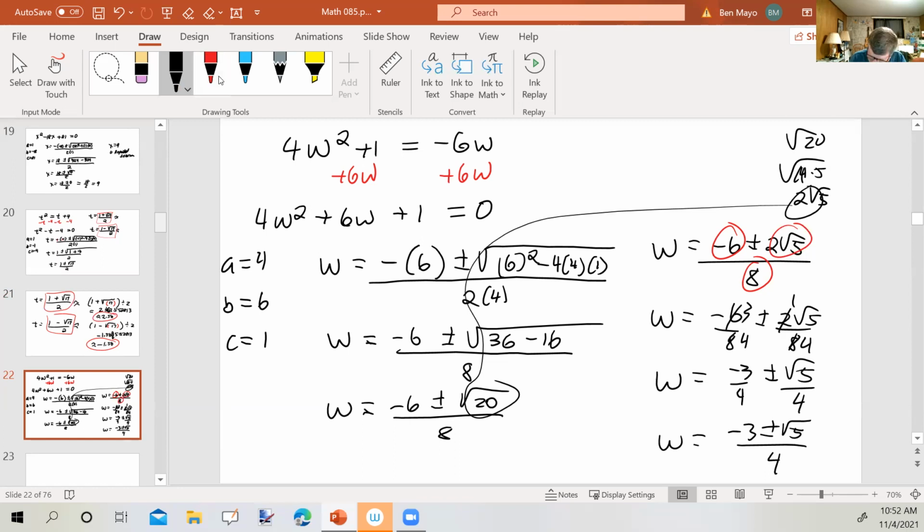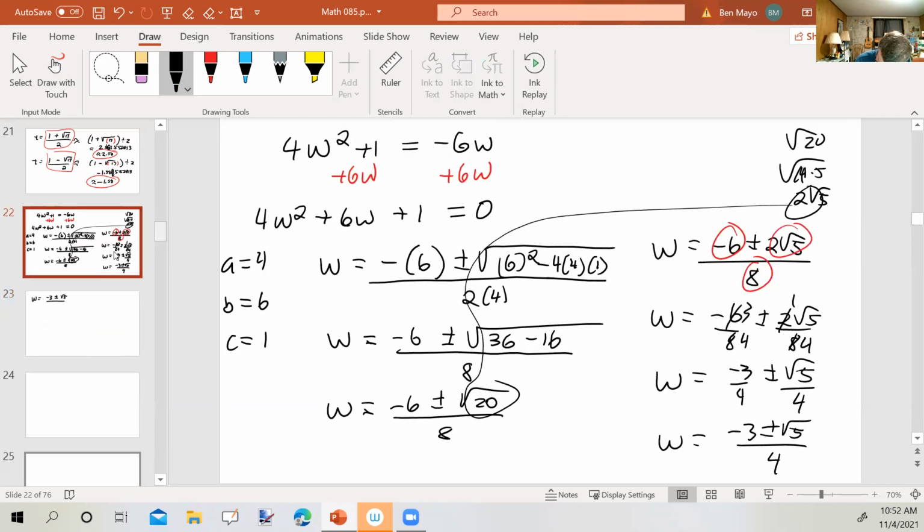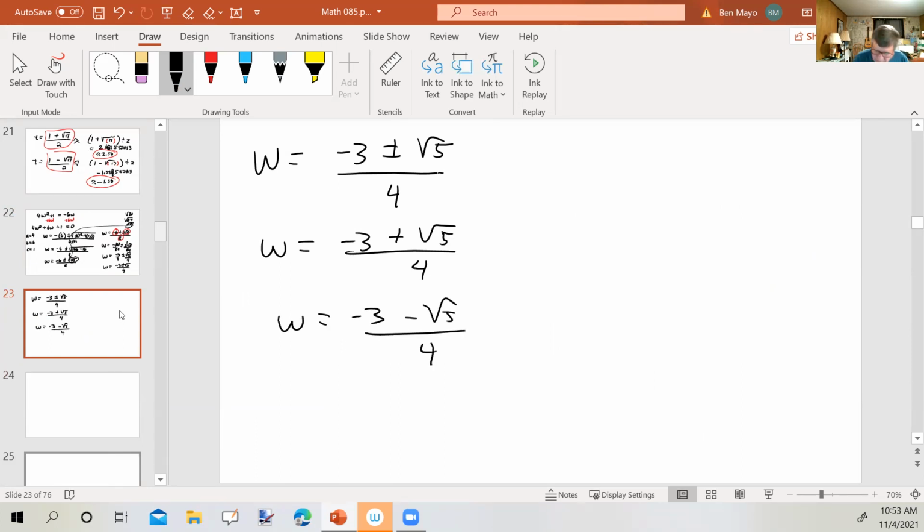So let's take those and go to the next page. W equals negative 3 plus or minus the square root of 5 over 4. Okay. So writing those as separate answers, you'd have negative 3 plus the square root of 5 all over 4, negative 3 minus the square root of 5 over 4. And in WebAssign, you'd separate them with a comma.